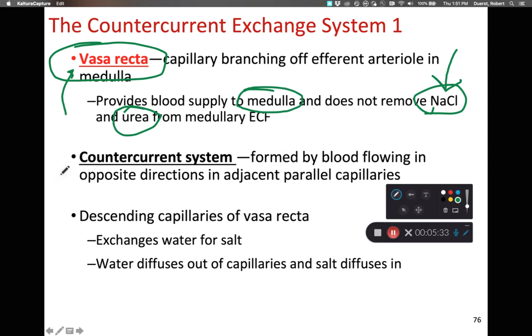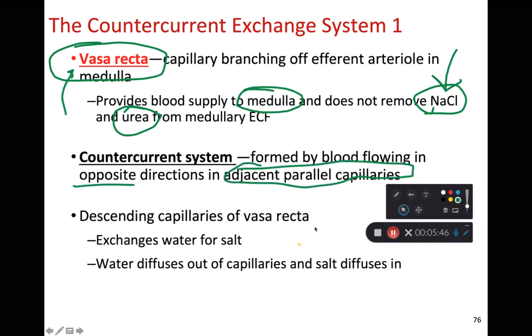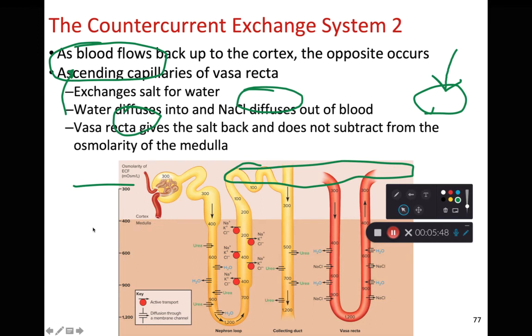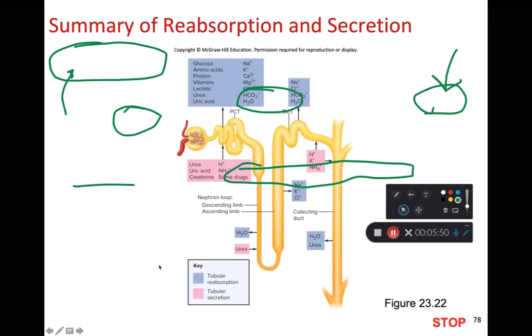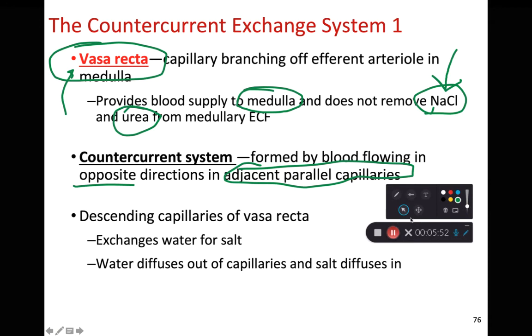And as we look at the countercurrent system, the blood will be flowing in opposite directions in adjacent parallel capillaries. So let's go forward a slide here to illustrate that point. Oop, there's no vasa recta there. Sorry about that. Let me back up here.